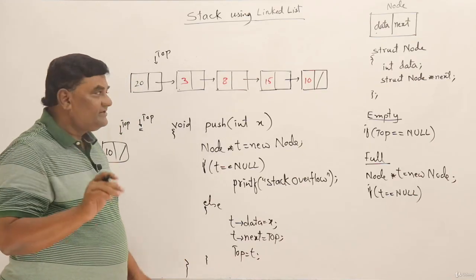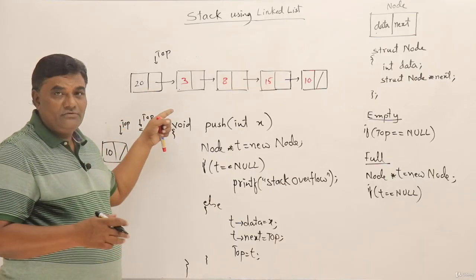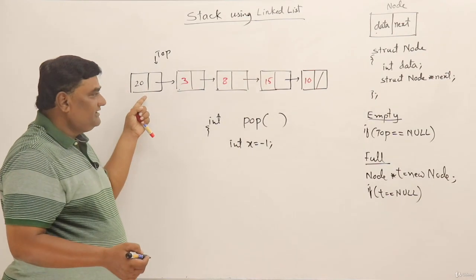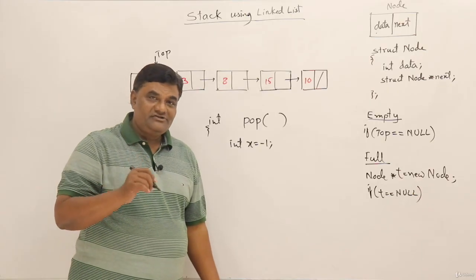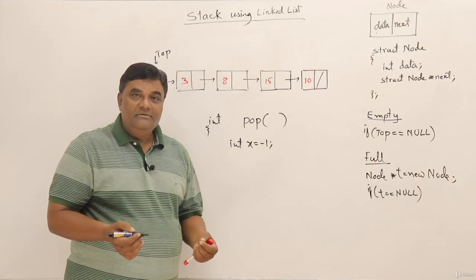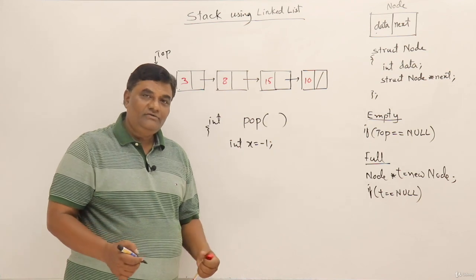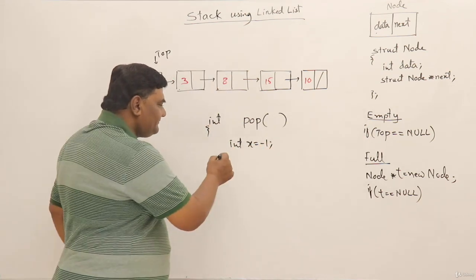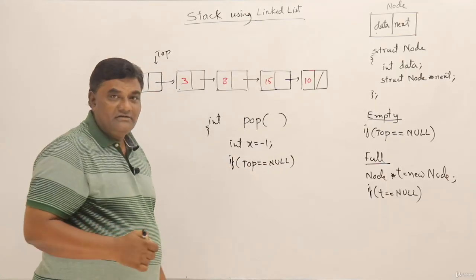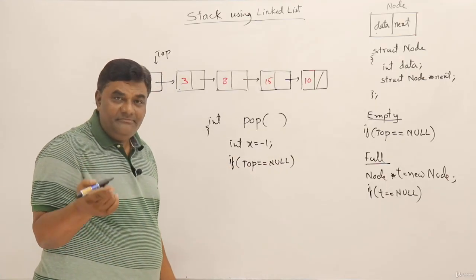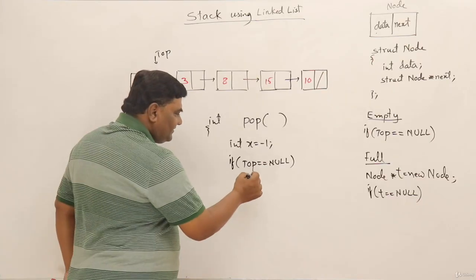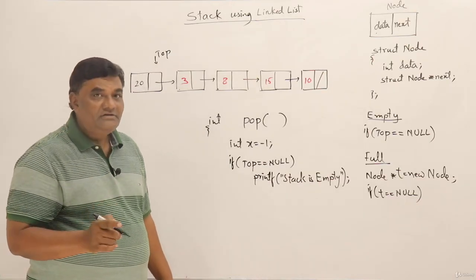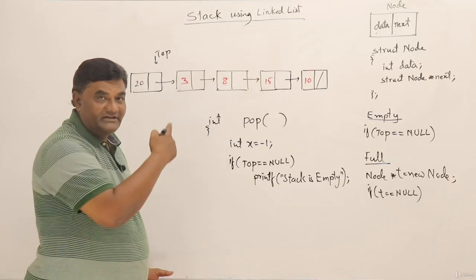Now let us look at the pop function, the deleting function. We know well that deletion is done from this side. So we will delete this node. Let us look at the pop function, how to delete. Actually we have to delete the first node. But before deletion, what should we check? Whether there are some nodes or not. If it is empty, we cannot delete any node. So check for this condition. I'll write here, if top is equal to null, then stack is empty or underflow. Printf stack is empty. Otherwise, we can delete a node. So let us see what is the procedure for deleting the first node.